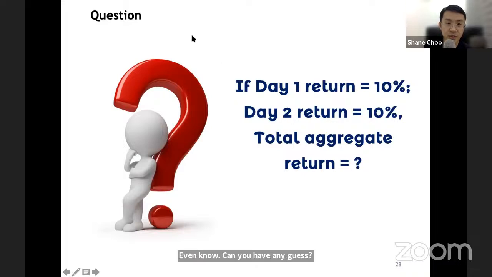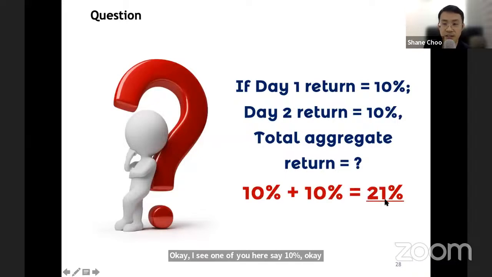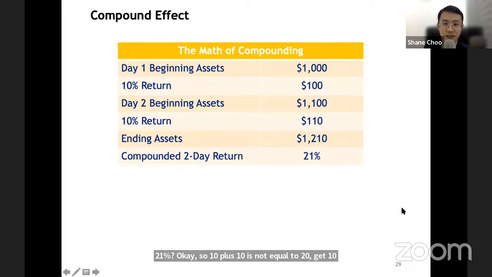Okay, I see one of you here say 10%. Okay, so the real answer is 21%. Okay, so let me illustrate it for you. Why is it 21%? So 10 plus 10 is not equal to 20. 10 plus 10 is equal to 21. So that's why this is the compound effect of the leverage ETF.